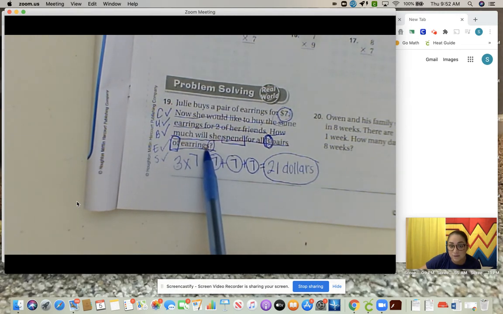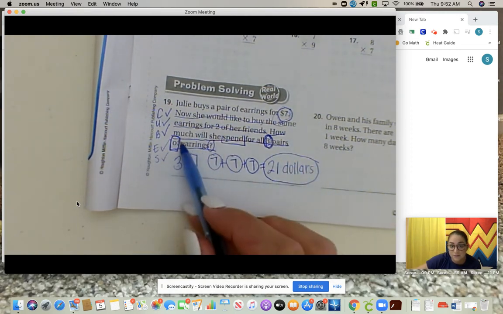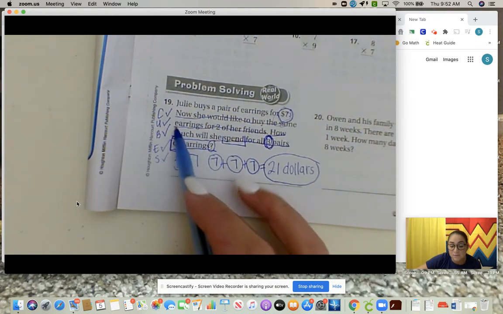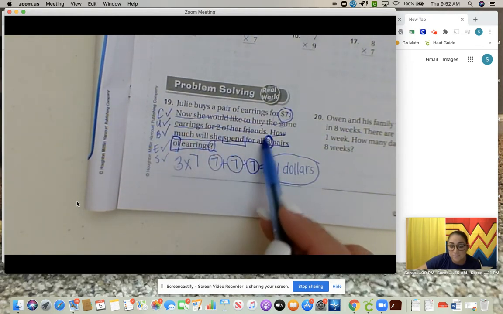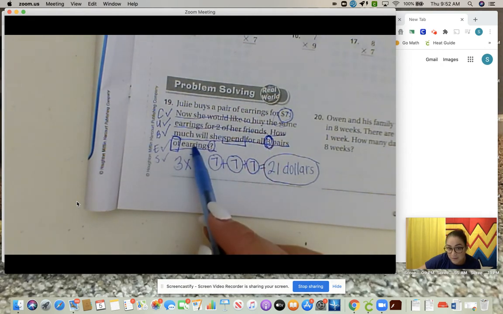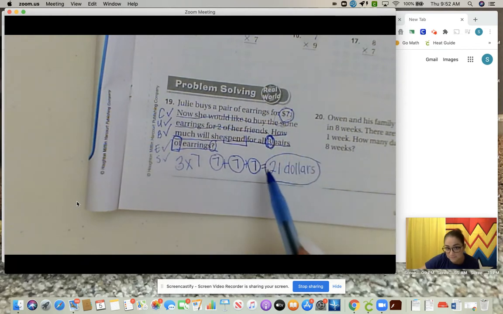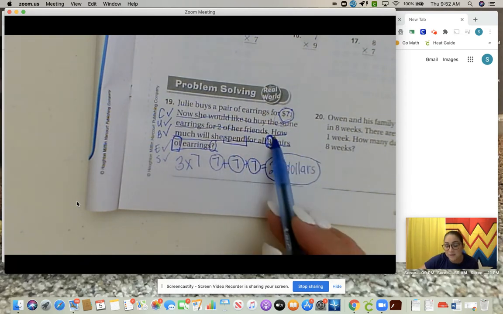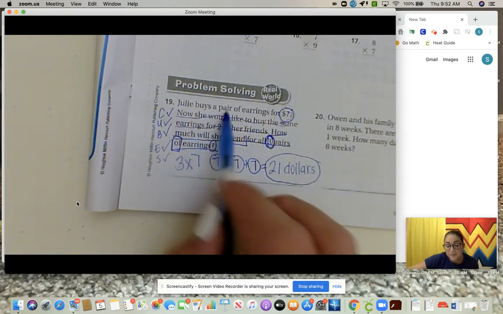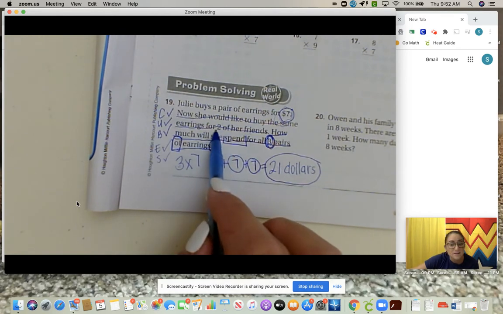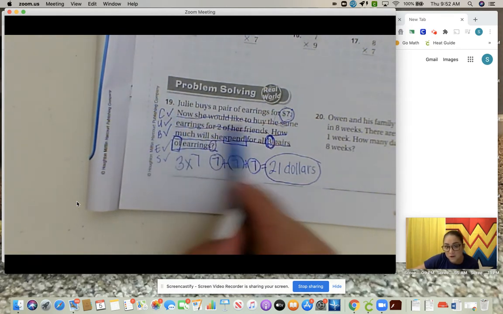All right, so we are looking for pairs of earrings. So when we circle our key number, oh, there's 3 pairs. Well, how much were the earrings? Because we're figuring out how much she spent, their spend. Well, they were each $7. This is why we underline the question first. Because here's 2. But that's fluff. That's why I crossed it off.